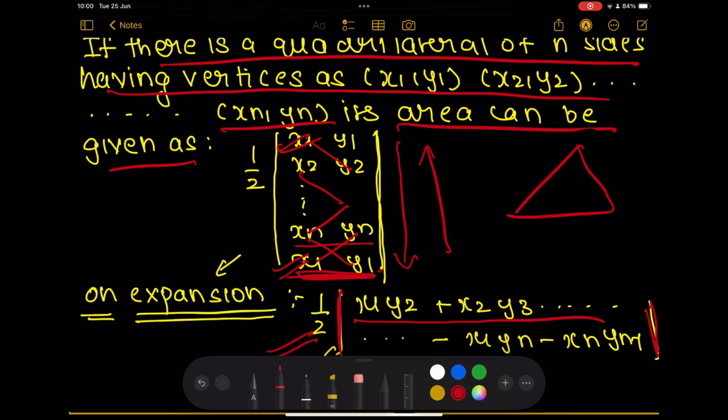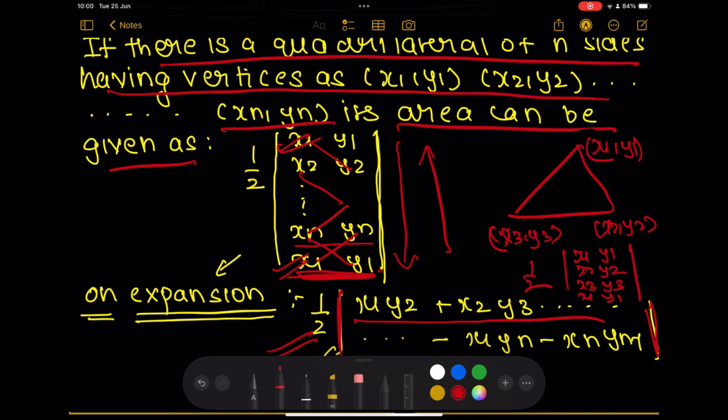So suppose you want to do it for a triangle, okay, you have x1 y1, x2 y2 and x3 y3, right? Then while using this formula, it will be x1 y1, x2 y2, x3 y3, and again you have to write x1 y1 here, okay, and then you have to solve as I told you, and then you have to take half, that will give you the area of the triangle.